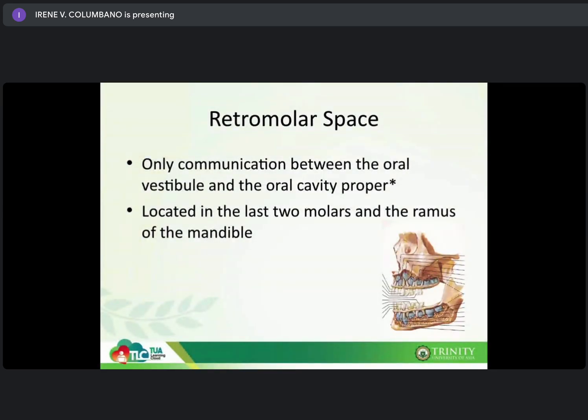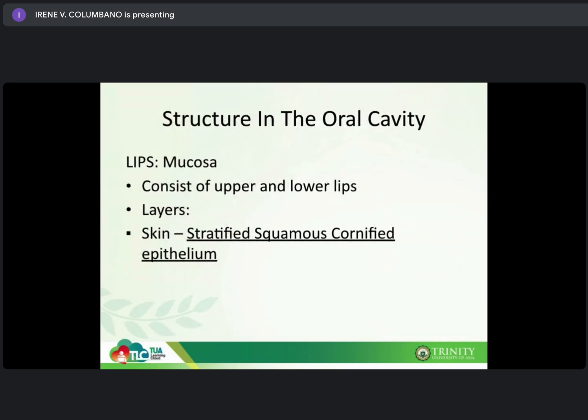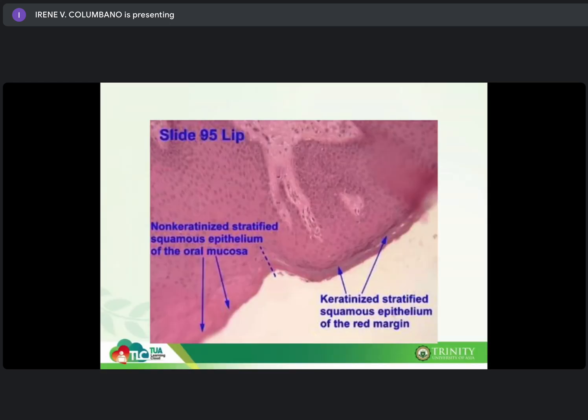The retromolar space is the only communication between the oral vestibule and the oral cavity proper. Usually it is located between the last two molars and the ramus of the mandible. So the lips have a mucosa. They consist of upper and lower lips, two lips, up and down. The skin of the lips is lined by stratified squamous cornified or keratinized epithelium.